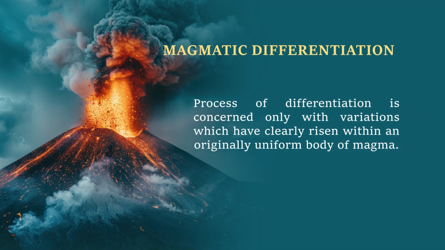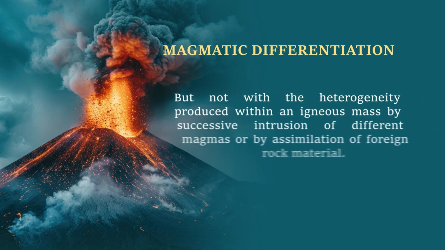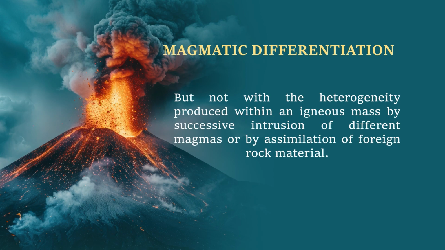The process of differentiation is concerned only with the variation which has clearly arisen within an original uniform body of magma, but not with the heterogeneity produced within the igneous mass by successive intrusion of different magma or by assimilation of rock material. I hope this is clear to you. This process of diversification is considered when from a uniform body of magma you get different rock types.